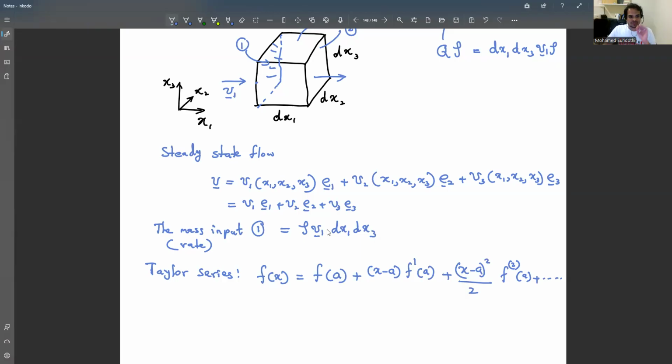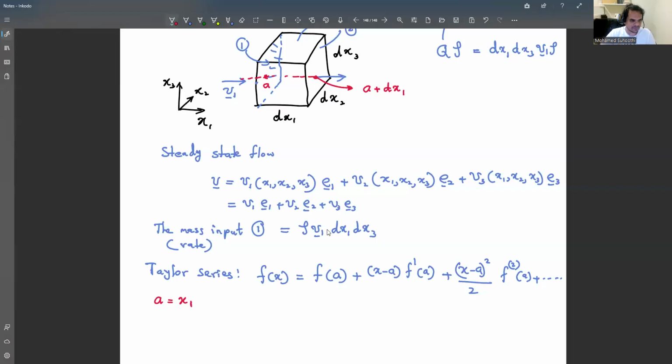Now think about it this way. This is my point, at the midpoint of the face. So this is my point A, and I'll take A as x1 in the x1 direction. Now I'm going to estimate the value at this other point, which is A plus dx1, right?